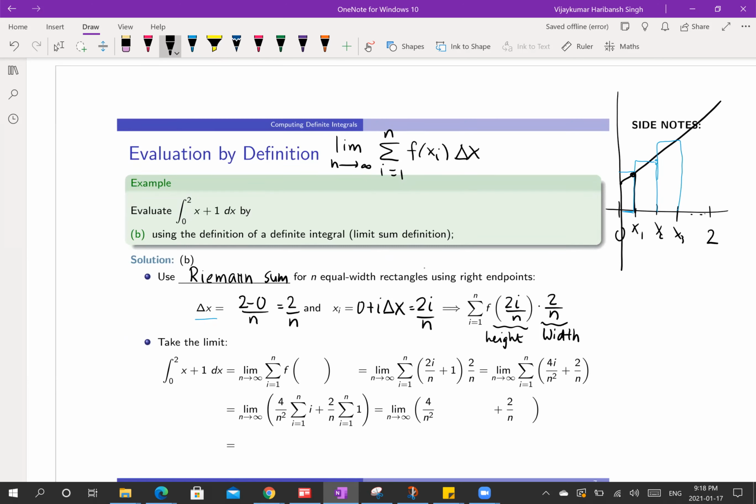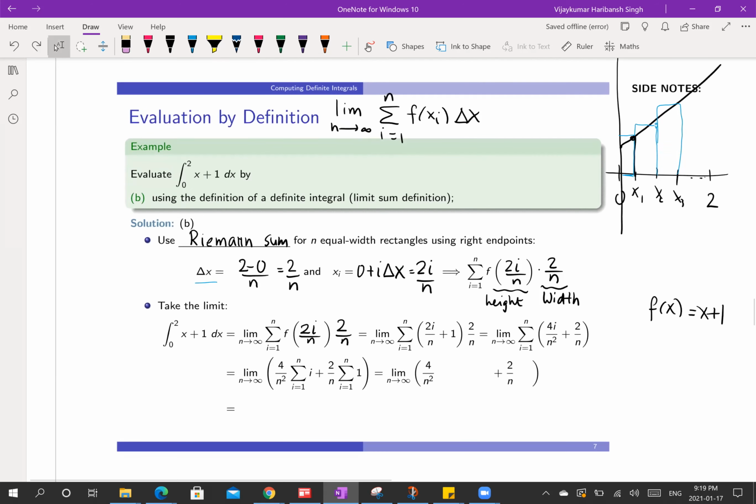So the integral from 0 to 2 of x plus 1 dx is going to be the limit as n goes to infinity of summation i going from 1 to n of f of 2i by n multiplied by 2 by n. But what is f of 2i by n? Here f of x is x plus 1. So f of 2i by n is going to be 2i by n plus 1, times 2 by n. Now we multiply the 2 by n inside, and it will become 4i by n squared plus 2 by n.